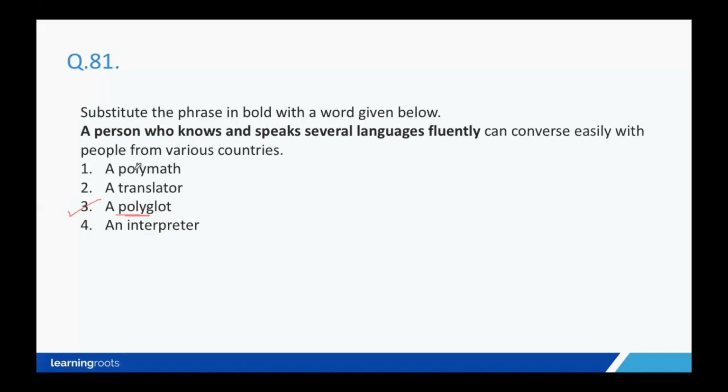A polymath is a person who's knowledgeable about various things. Need not always be languages. So about various facts, the person who's knowledgeable will be called a polymath. Whereas a polyglot is basically talking about languages per se.